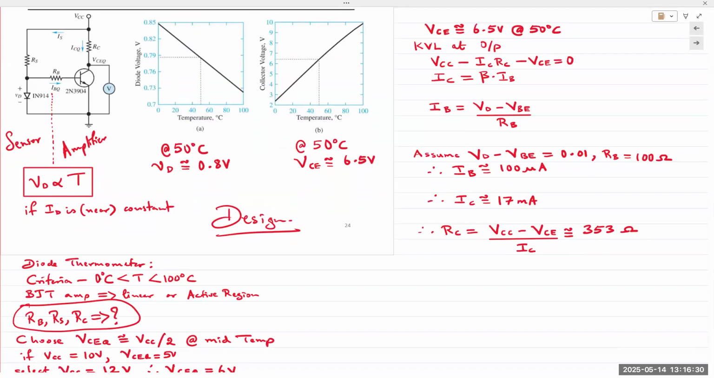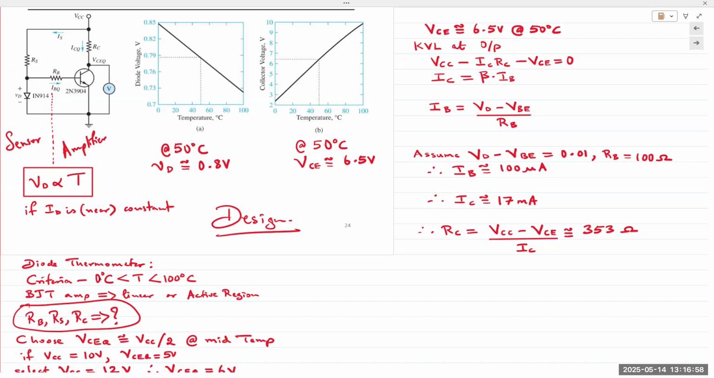How do we choose the value of the resistor such that, first of all, the BJT is biased in the active region? Again, we want to use it as an amplifier, so it must be biased in the active region, not in cutoff, not in saturation. And secondly, how can we take the diode voltage and diode current and couple it into the base of the transistor?